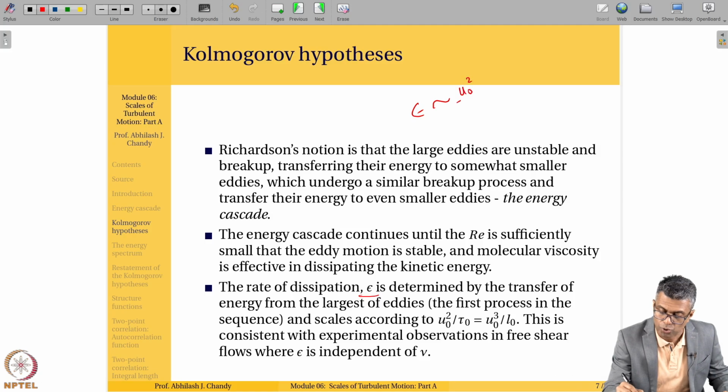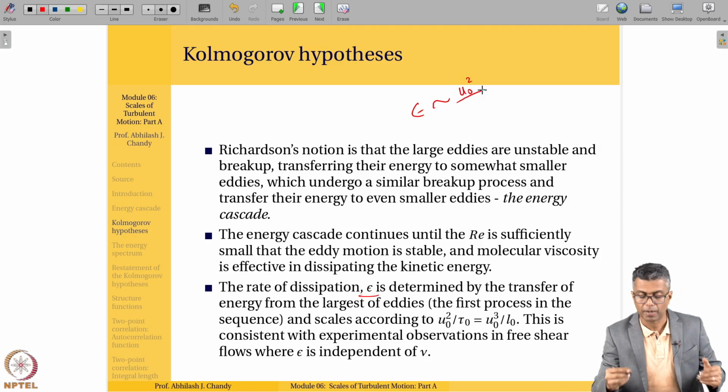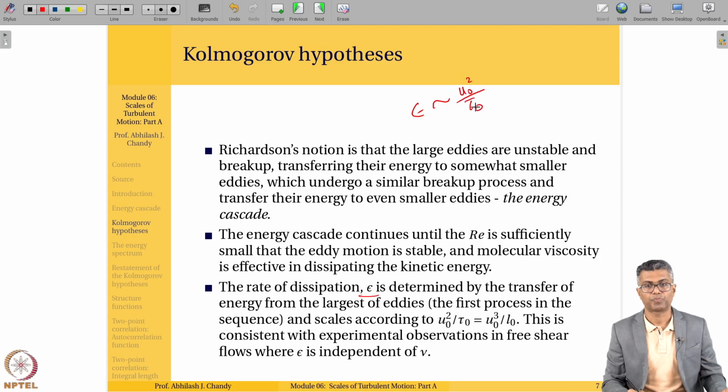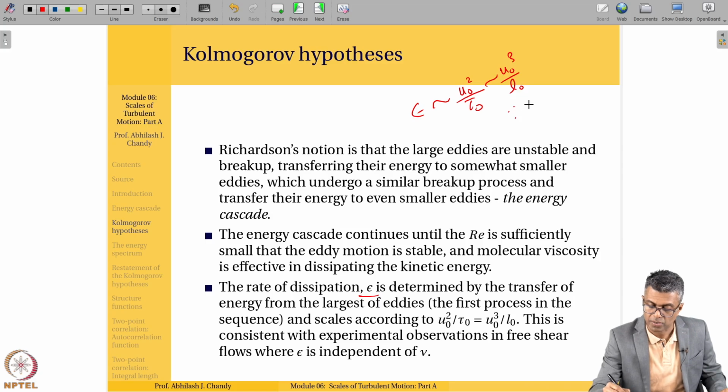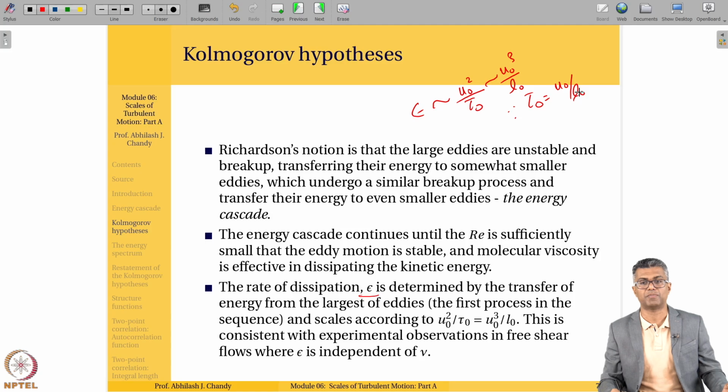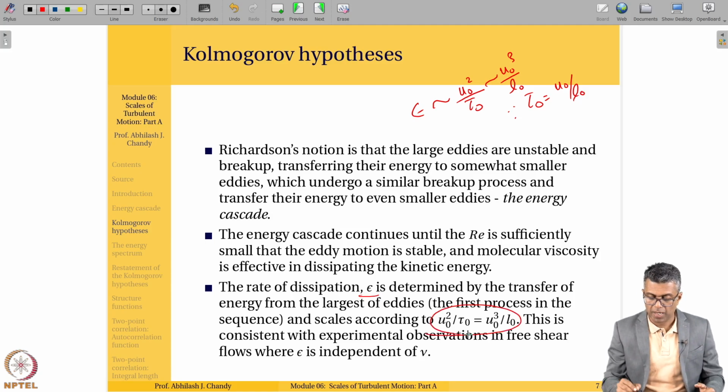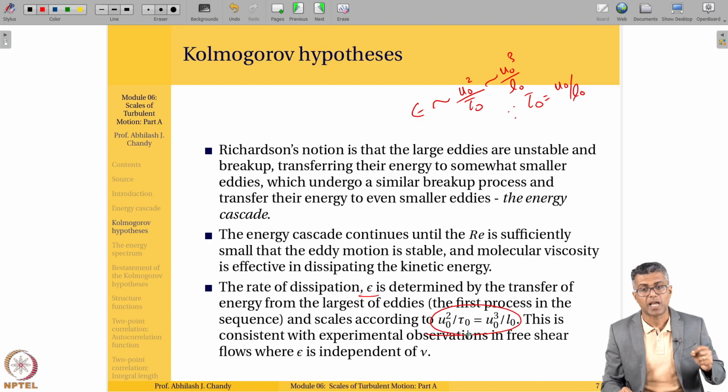So that is u squared, which is kinetic energy, divided by time, tau 0. And based on that, it would be u0 cube over L0, isn't it? Because tau 0 is what? u0 over L0. That's the definition of the time scale, velocity divided by length scale. So that is what we mean by epsilon scales according to u0 cube over L0, which is a simple definition of the rate of dissipation. It scales according to the kinetic energy, the rate at which kinetic energy decreases.